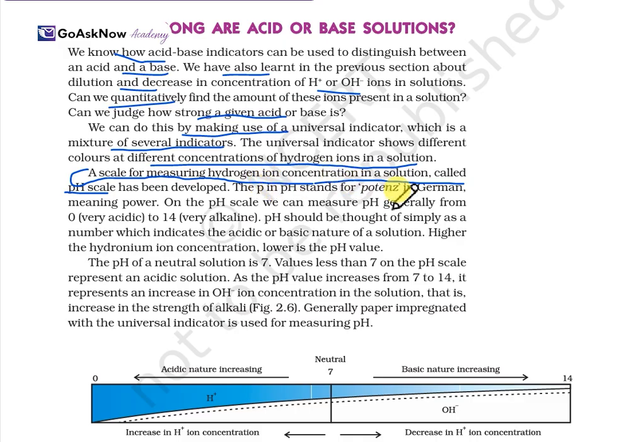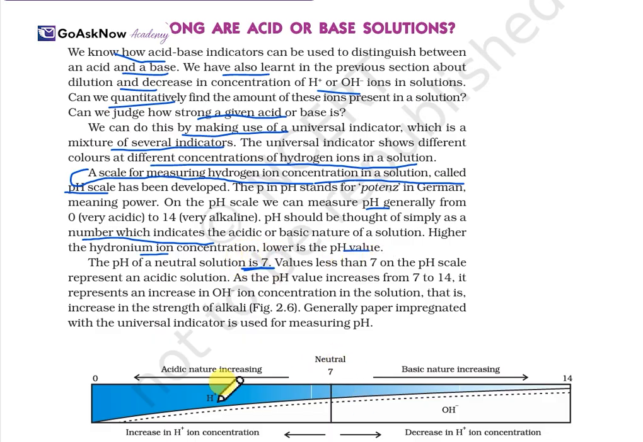P in pH stands for 'potenz' in German, meaning power. On the pH scale, we can measure the pH generally from 0, which is very acidic, to 14, which is very alkaline. pH is simplified to a number which indicates the acidic or basic nature of a solution. The higher the hydronium ion concentration, the lower the pH value is. So the pH value of a neutral solution is always 7. Keep in mind, it is just number 7.